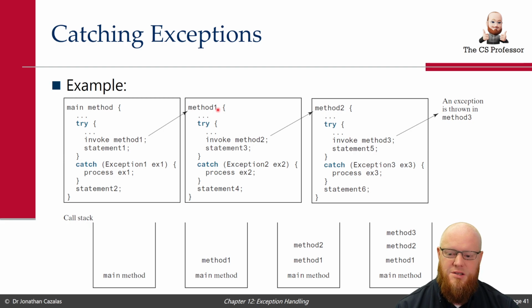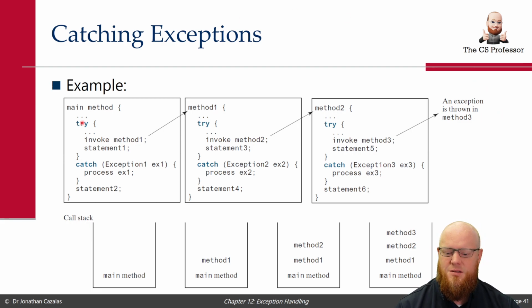So once again, we're in the main method, where in the try block, we invoke method 1. Now inside method 1, in its try block, we invoke method 2. In method 2, inside its try block, we invoke method 3. And now we come over here to method 3, and an exception occurs and is thrown back. Where does that exception get thrown back to? Does it get thrown back to main?